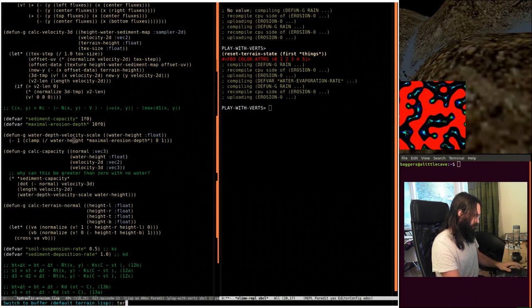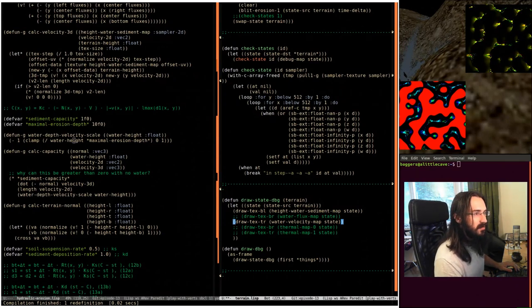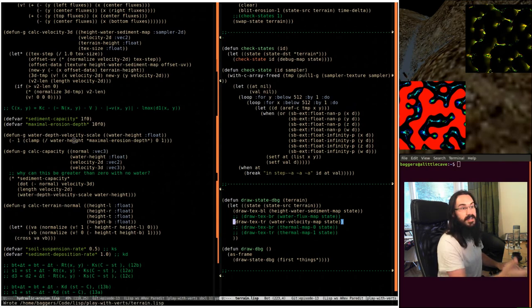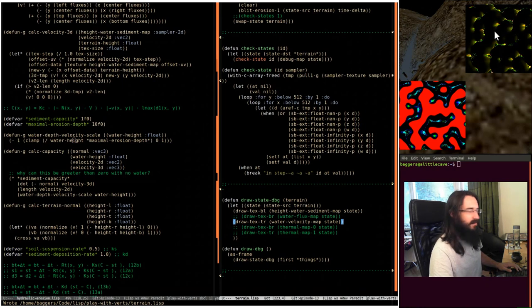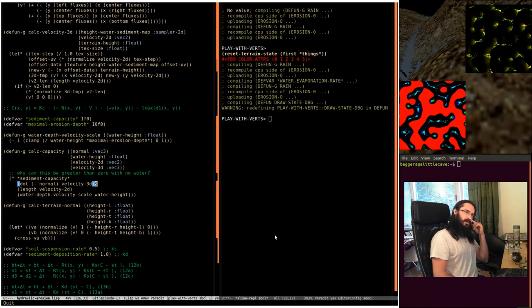Let's go and put on the velocity map again so we can see what's going on. See that there is velocity on the side of those hills. We can only see it from one side of the hill because, of course, it's negative values on the other side, but more or less, we're seeing some stuff there. So, where are we? Length of velocity 2D will be non-zero. I suppose there's this bit. The normal is still an interesting case. I wonder if I should just visualize those normals to see how messed up they are. Because it is possible, if the normals are wrong, then there's a bunch of stuff wrong. And then sediment capacity is one. So yeah, that should be fine.